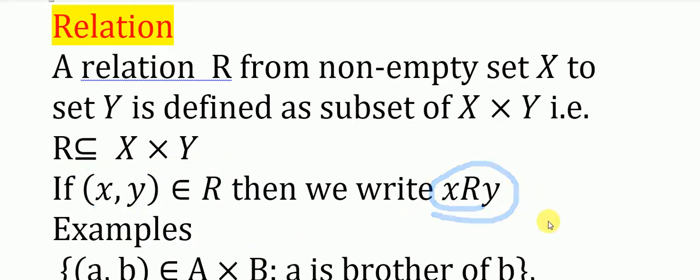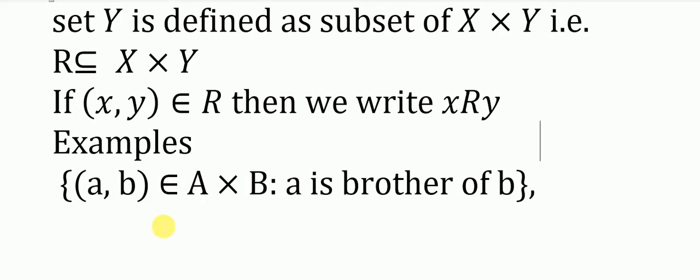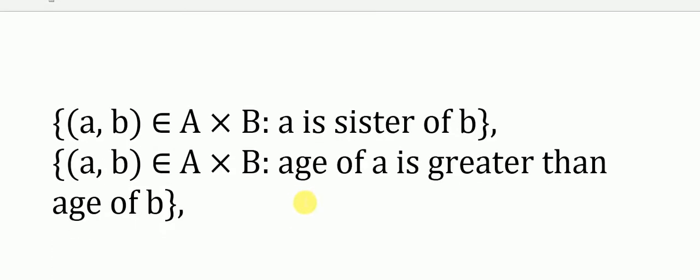So we can give many examples for this. The set of all ordered pairs (A, B) belonging to A cross B such that A is a brother of B, or A is a sister of B, or the age of A is greater than the age of B. If we write all such ordered pairs, it is a relation.